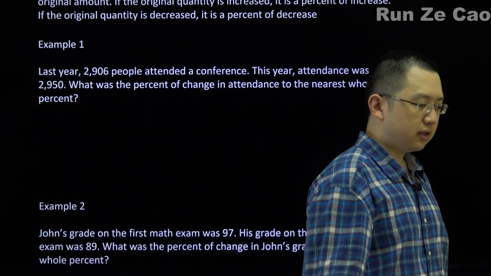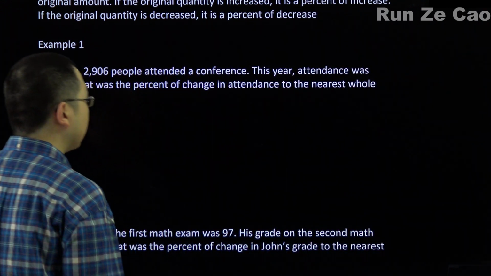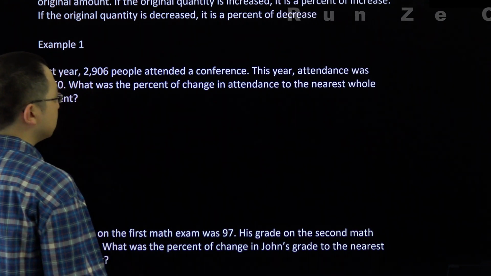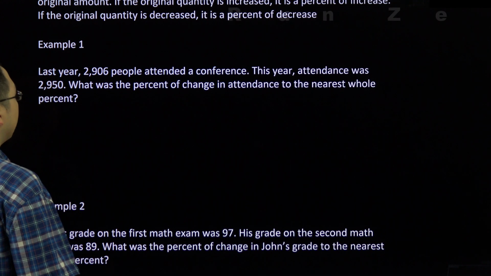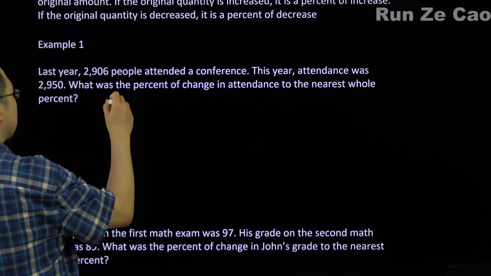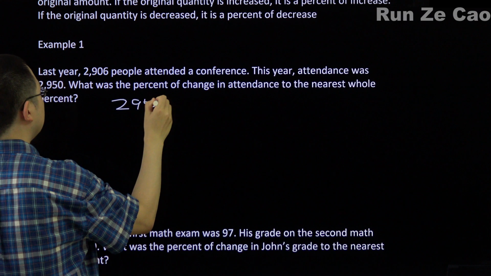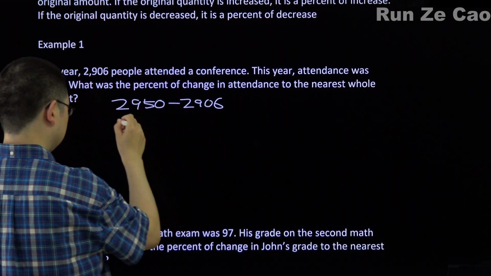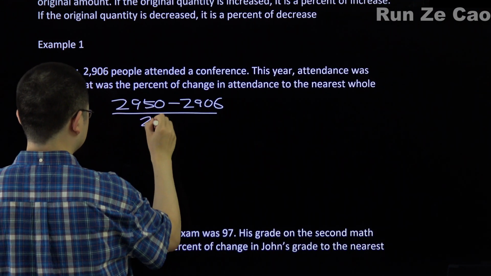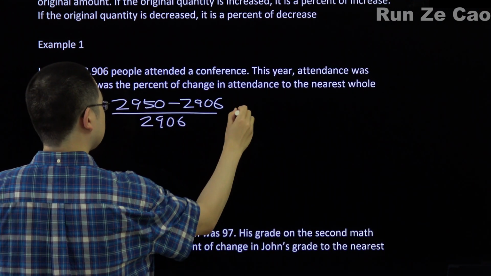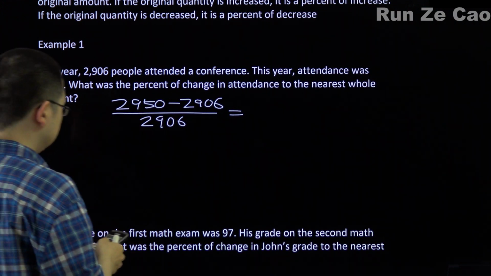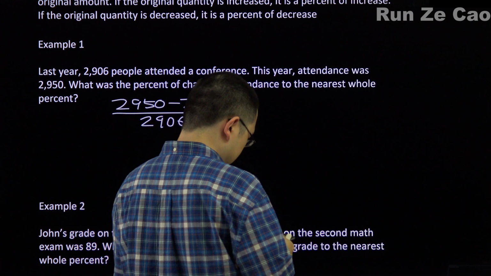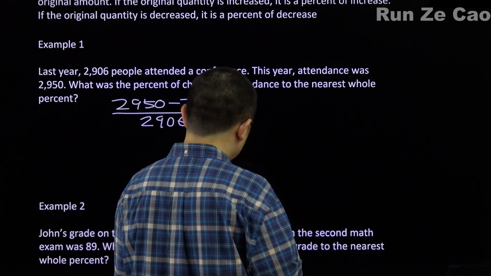Last year, we had 2,906 people attending a conference. This year, attendance was 2,950. What was the percent of change in attendance to the nearest whole percent? Well, then you're looking at 2,950 minus 2,906. So the change divided by the original amount, which was 2,906, which is 44 over 2,906.